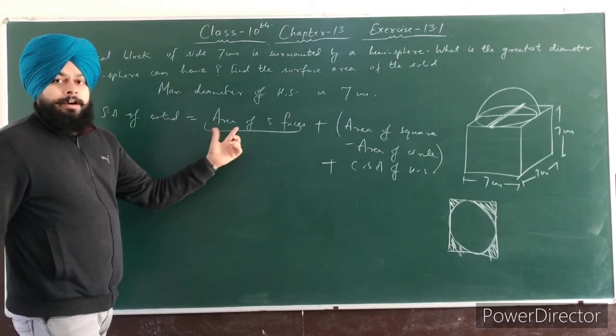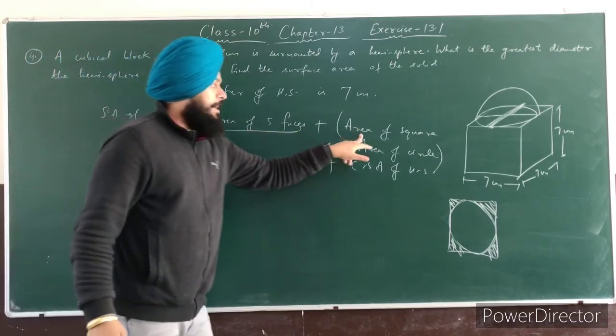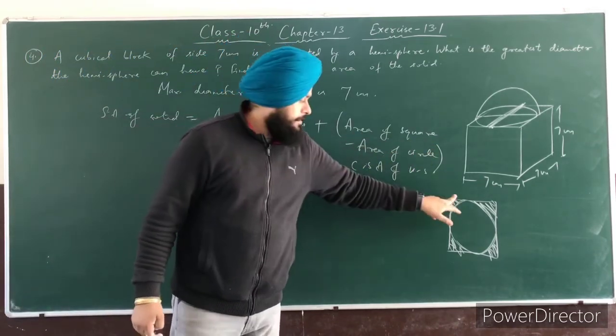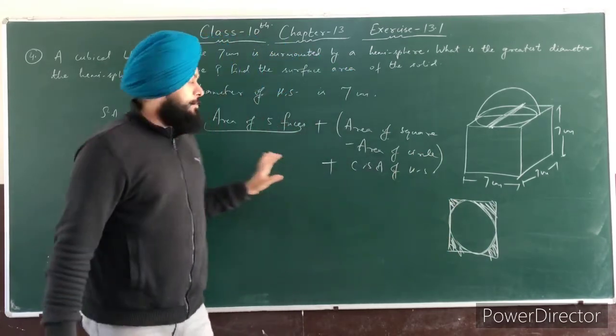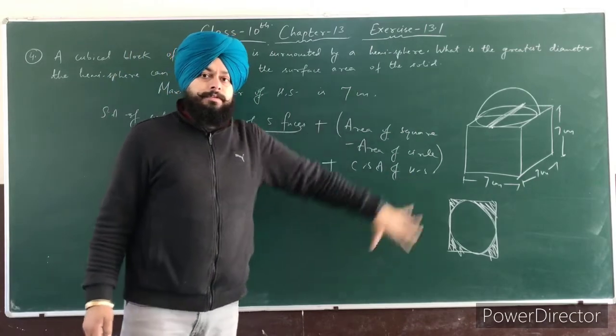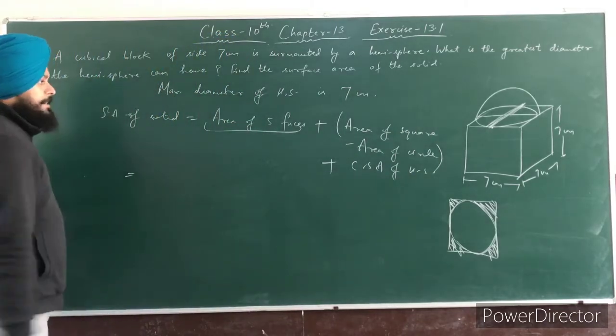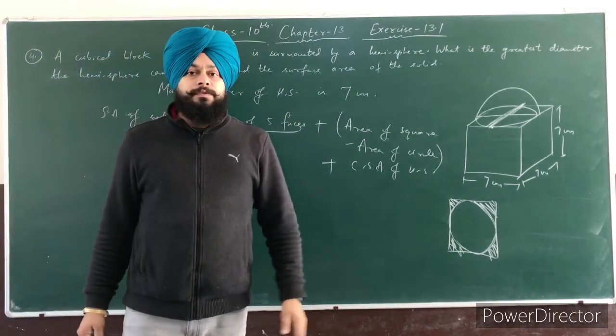The first is area of 5 faces. Second is area of square minus area of circle. We will get this remaining area. And the last one is curved surface area of hemisphere. So we have to add all these terms. Clear, student?